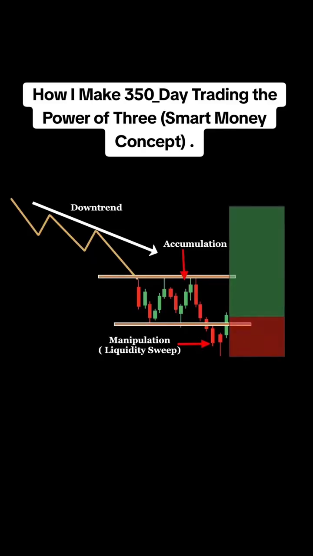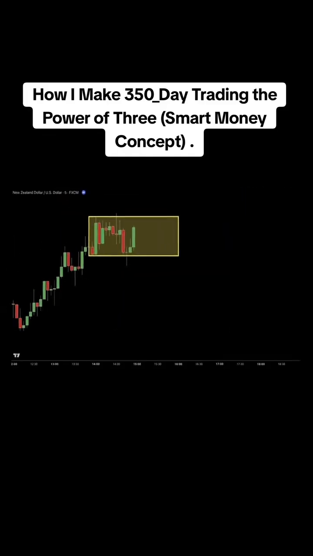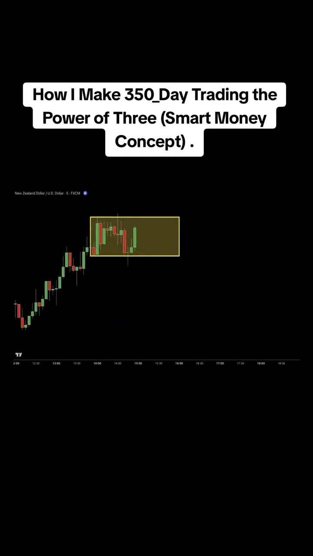After the liquidity sweep, enter at the close of the candle that returns inside the range. Set your stop loss below the recent low. Your target is the next key level. This way, you'll ride the acceleration phase, which is a markup. Alright, now let's dive into a real chart example.